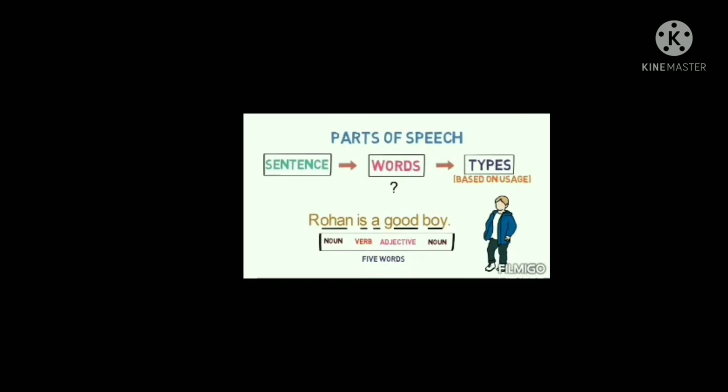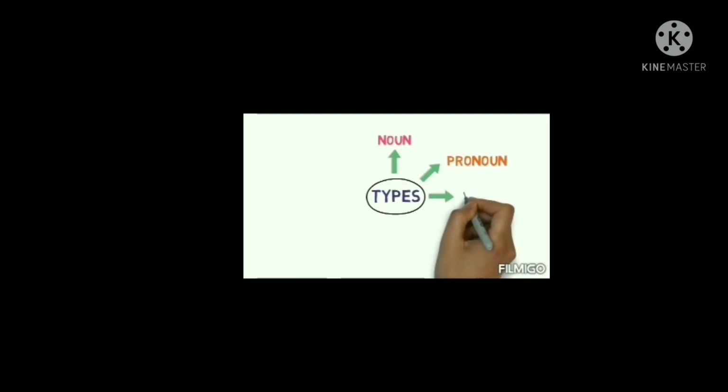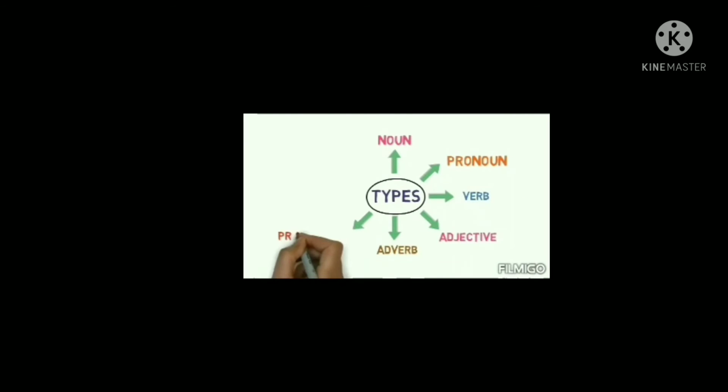Now there might be a question in your mind: which are the other types of parts of speech, and how can we classify a particular word as a noun, verb or adjective? Let's understand the types of parts of speech to make your doubts clear. Parts of speech is mainly divided into 8 types: noun, pronoun, verb, adjective, adverb, preposition, conjunction and interjection.